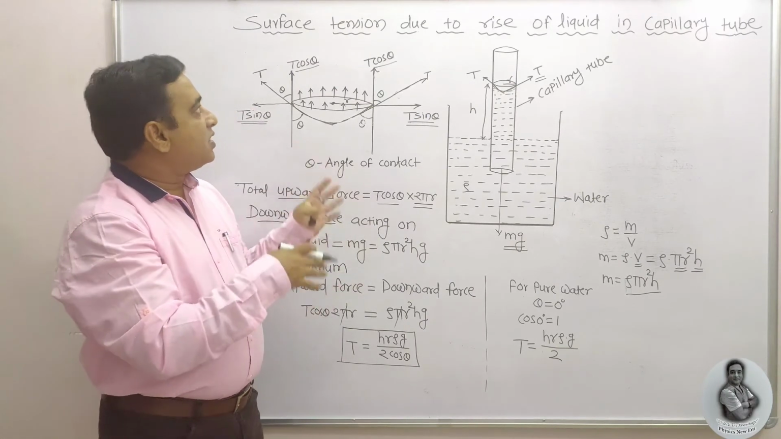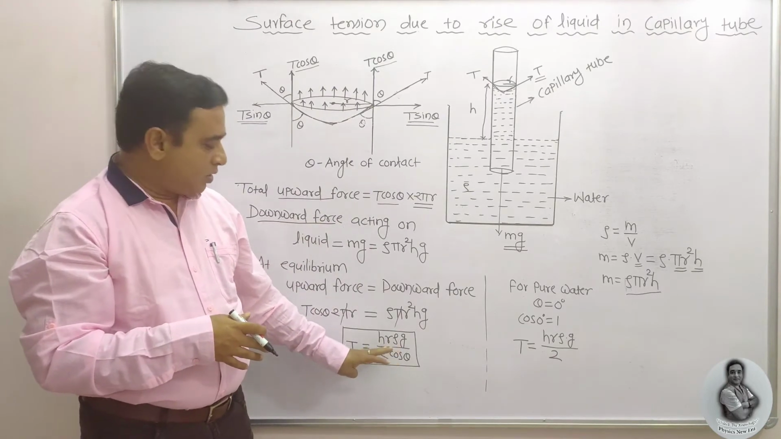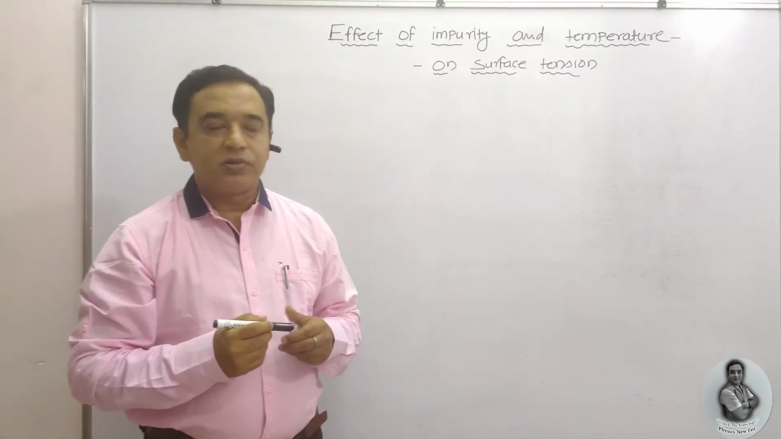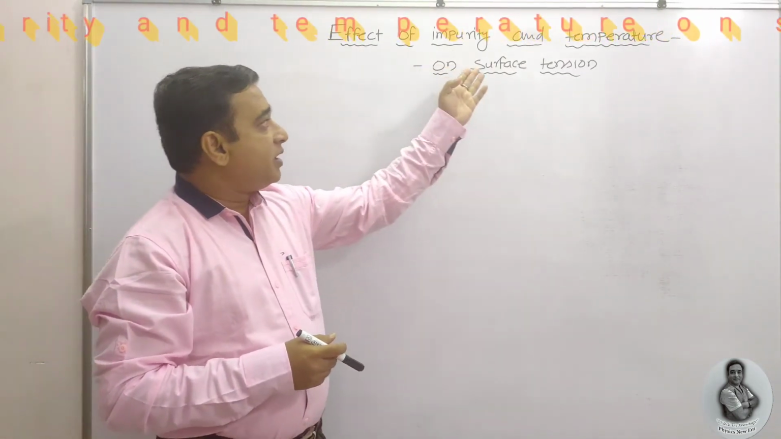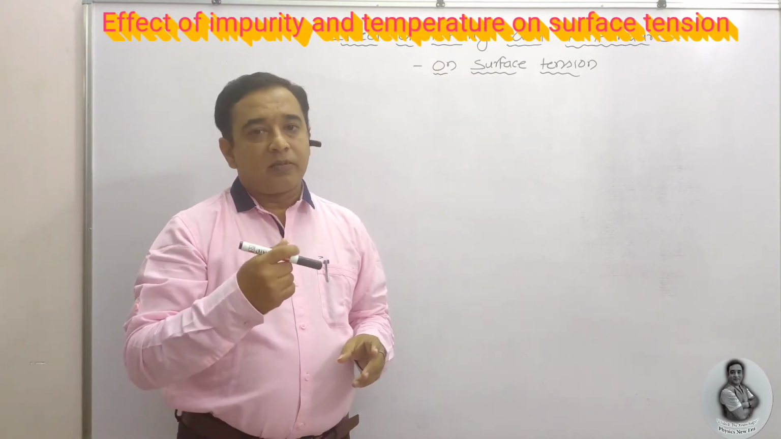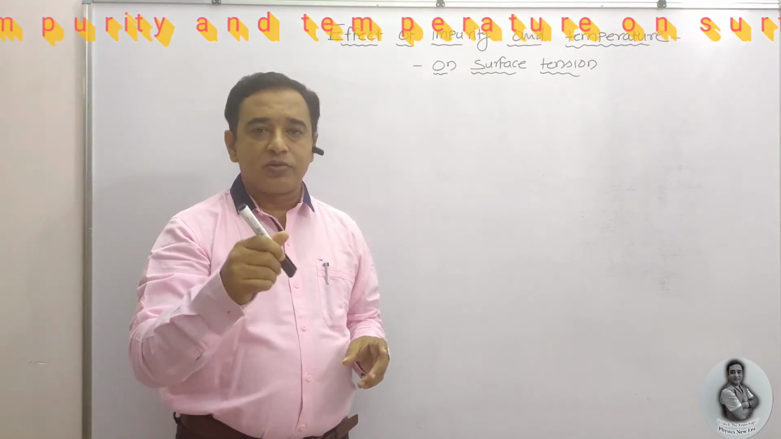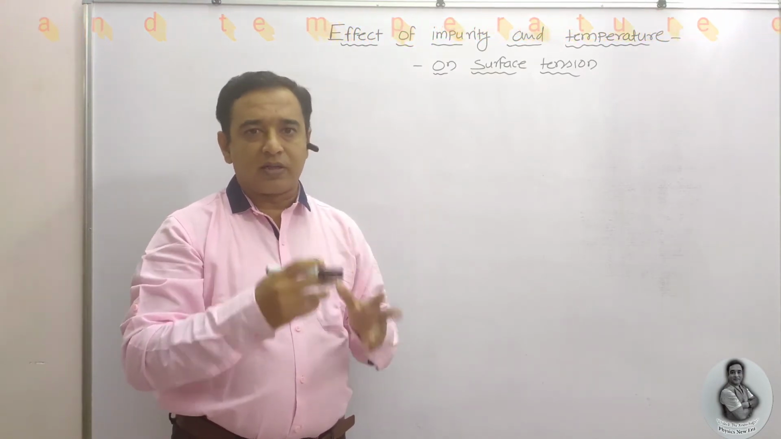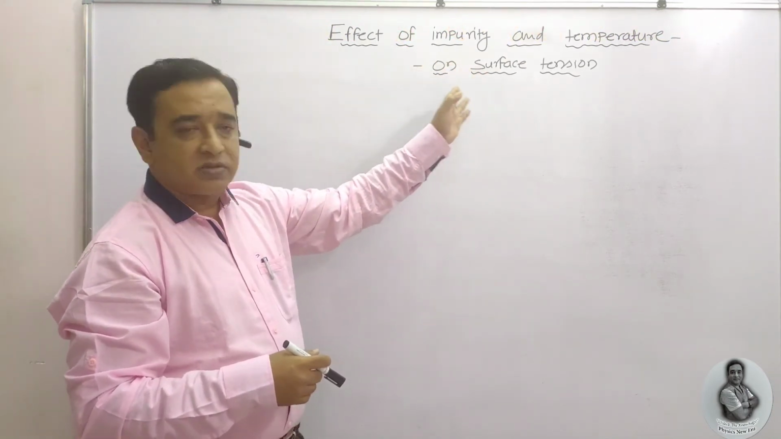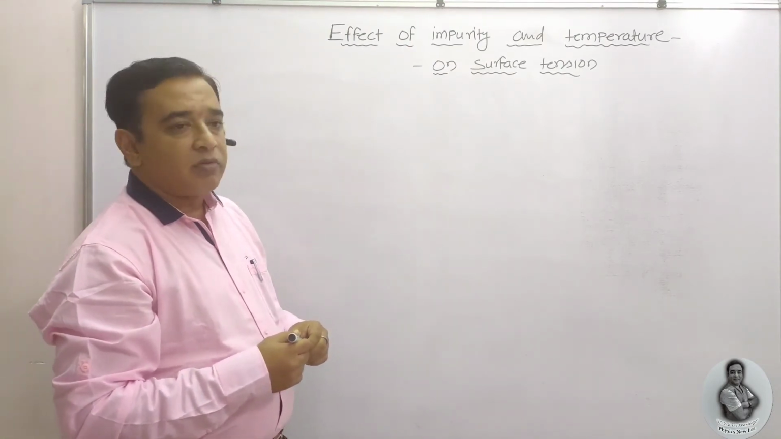Here is the total summary regarding the surface tension formula, that is T is equal to h r rho g upon 2 cos theta. Now we are going to know about the effect of impurity and temperature on surface tension. This is the last part of the mechanical properties of fluid; later on we are going to talk about streamline flow and all that. But here, the effect of impurity and temperature on surface tension. In that, what is the effect, that we are going to know.